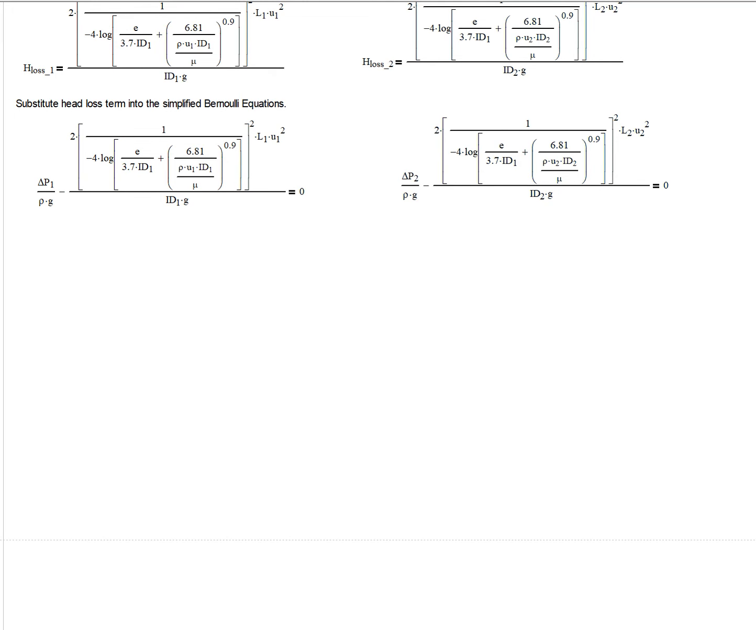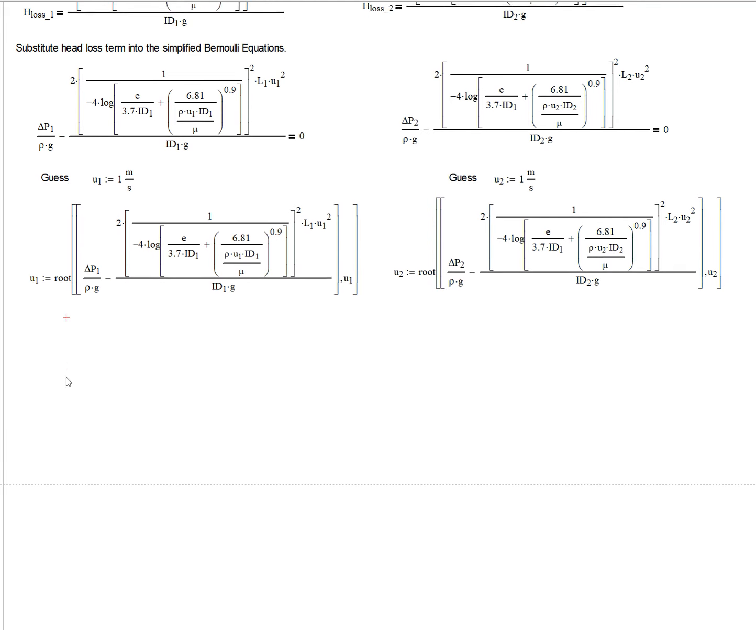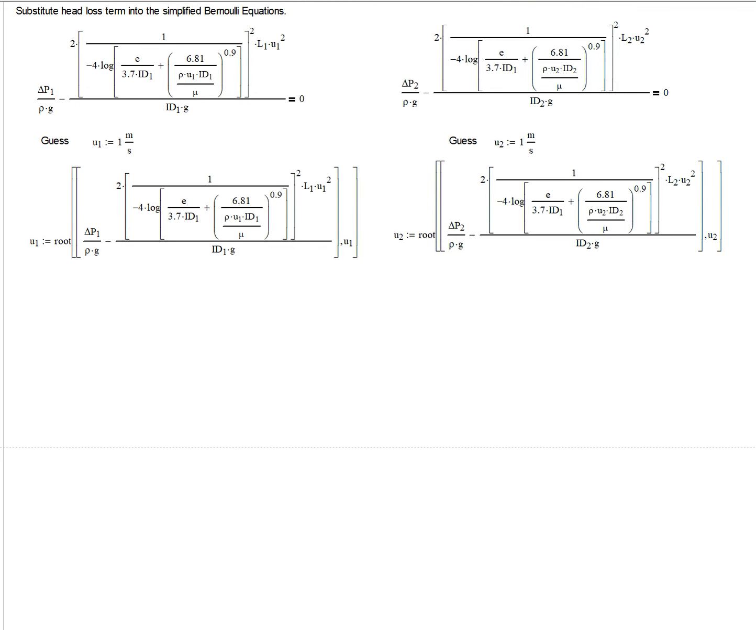And so I set this up in MathCAD. I initially need to provide a guess for U1 and U2. I'm going to just guess 1 meter per second, which is a nice round number. Set up the root function, and then I ask MathCAD to solve for it, and I get these answers. Remember, branch 1 is the 2-inch nominal, branch 2 is the 1.5 nominal. You see we get different linear velocities, all right? So 2.5, 2.6, about 2.8 meters per second in branch 2.